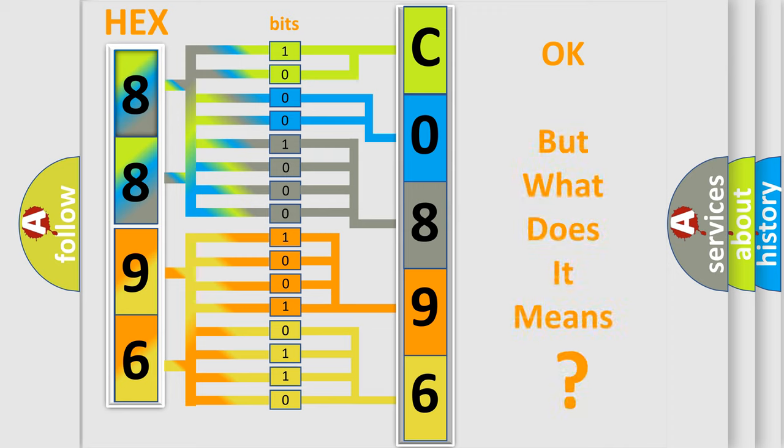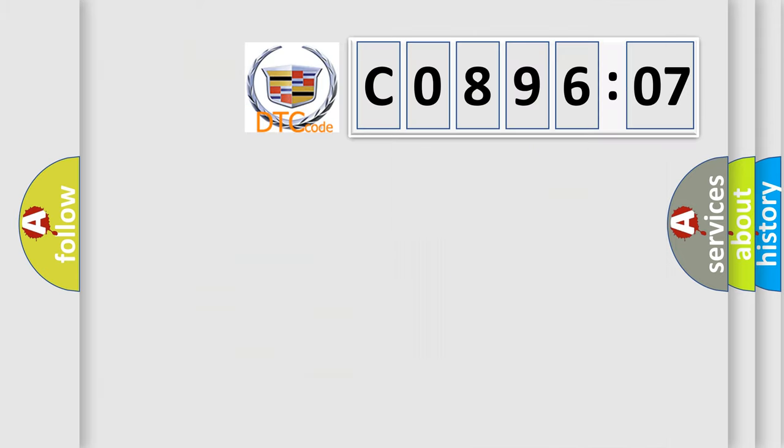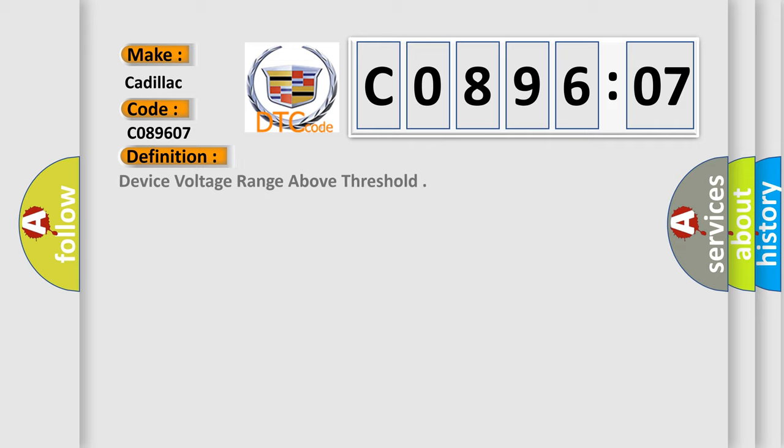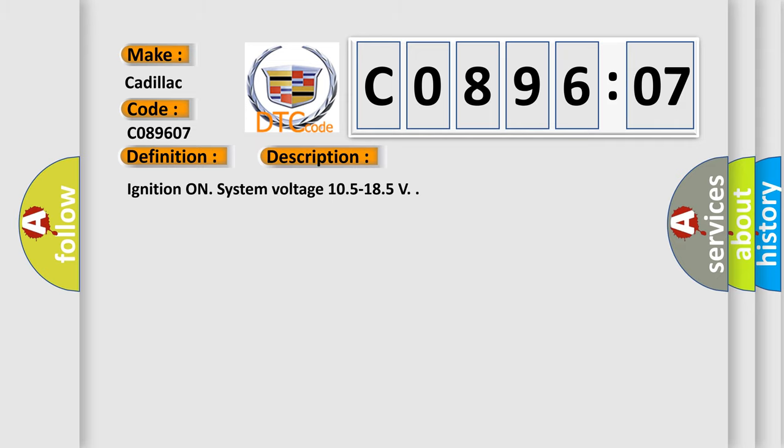The number itself does not make sense to us if we cannot assign information to what it actually expresses. So, what does the Diagnostic Trouble Code C0896-07 interpret specifically for Cadillac, car manufacturers? The basic definition is, device voltage range above threshold. And now this is a short description of this DTC code. Ignition on, system voltage 105 to 185 volts.